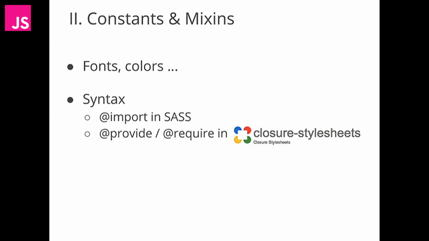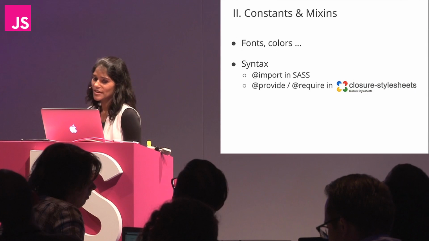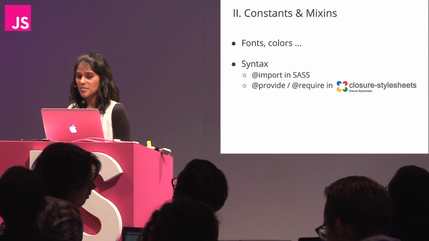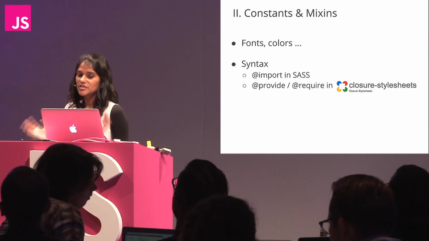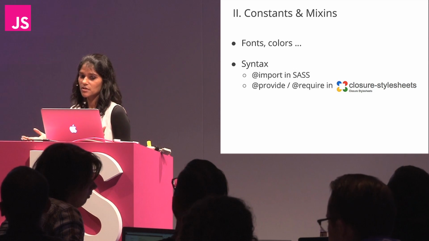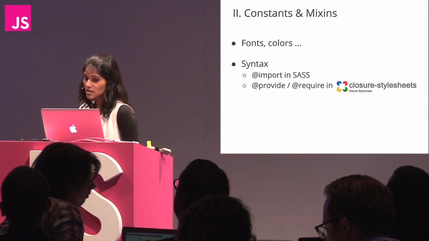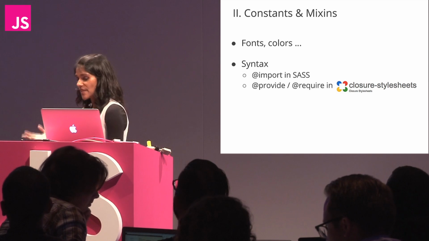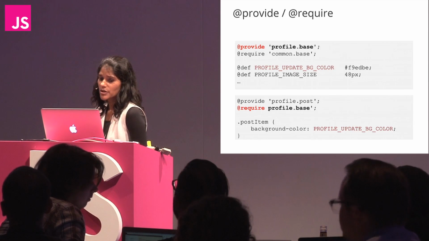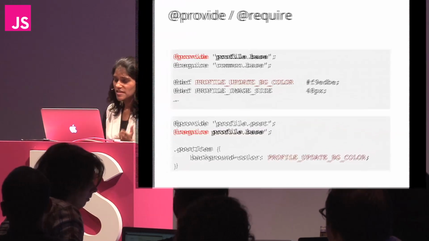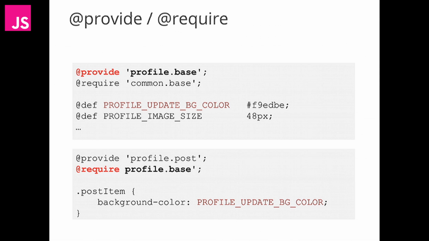So the next category of dependencies are things like fonts and colors and layout things that can be expressed as constants and mixins. There is pretty standard syntax for this in most CSS preprocessors. This is the @import directive in Sass. We use Closure Stylesheets in Google+, and our syntax is called @provide and @require. So let's say you have some CSS namespace called profile base, and it's exporting a constant called profile update background color or something. And then you have some other CSS that wants to use this constant in a style. All it has to do is @require the profile base namespace.